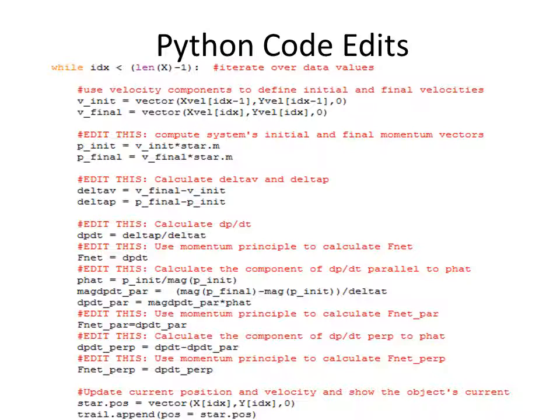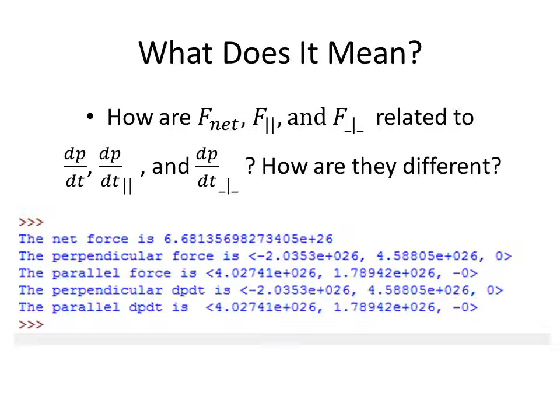For visual purposes, I separated FNet into parallel and perpendicular components. The program mimics the actual data pretty well since the black hole's gravitational force on the star is the only substantial force acting on it in space. If you recall, our version of the momentum principle states the change in momentum equals FNet, but really FNet causes the change in momentum. So FNet is the cause and the change in momentum is the effect.